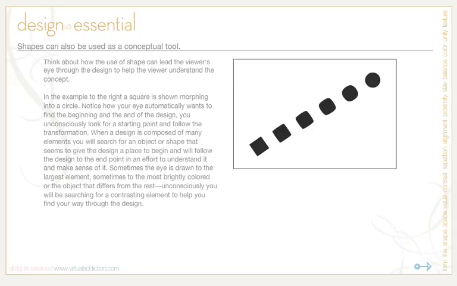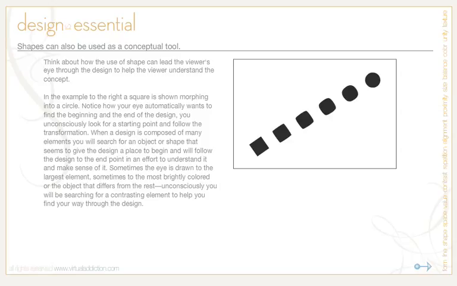Shapes can also be used as a conceptual tool. Think about how the shape can lead the viewer's eye through the design to help the viewer to understand a concept. In the example to the right, it shows the metamorphosis of a circle into a square or a square into a circle. Notice how your eye automatically wants to find the beginning and the end of the design. You unconsciously look for a starting point and follow the transformation.